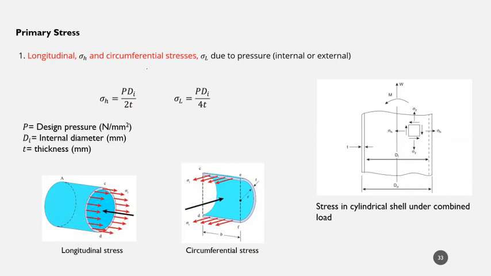Okay, the primary stress can be divided into a few parts. First is the longitudinal stress, denoted by sigma L, and the circumferential stress, denoted by sigma H. These both stresses are due to the pressure, regardless of the type of pressure, including internal and external. These are the equations to measure the longitudinal and circumferential stresses. So we consider the design pressure, internal diameter, and also the thickness of the shell.